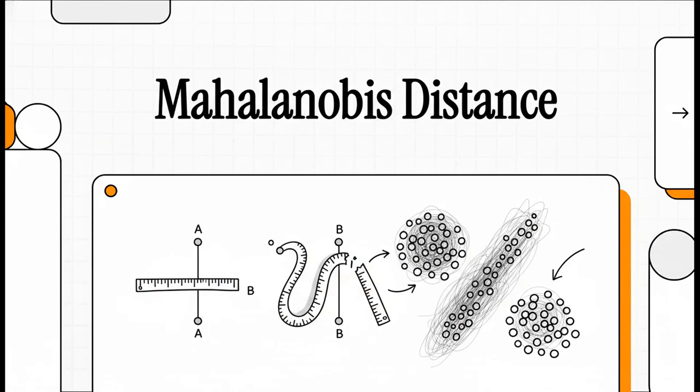All right, welcome. Today, we are going to talk about something you think you know like the back of your hand, distance. I mean, we all get how a ruler works, right? Point A to point B. But what if I told you that in the world of data, that simple ruler can seriously mislead you? Let's dig into why, and more importantly, what we can do about it.